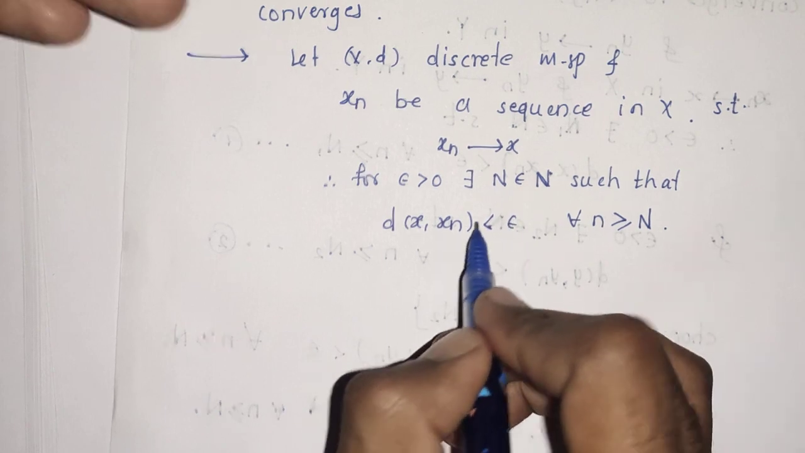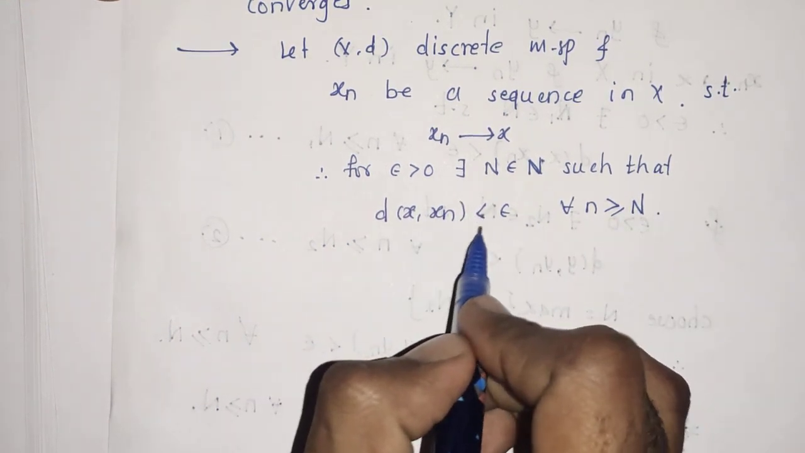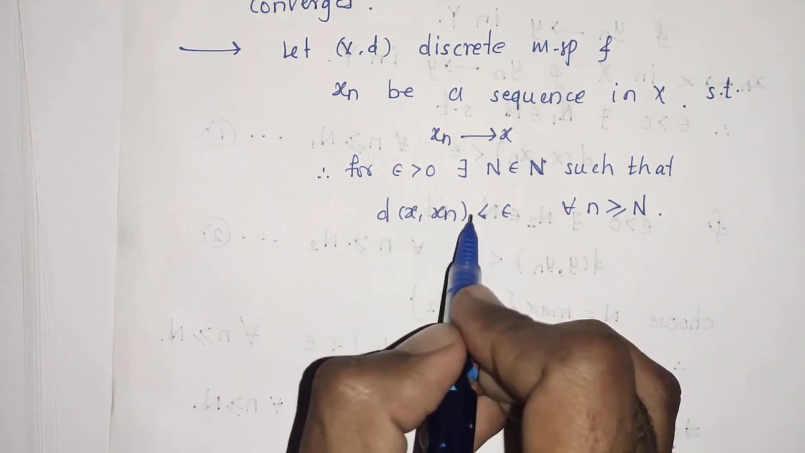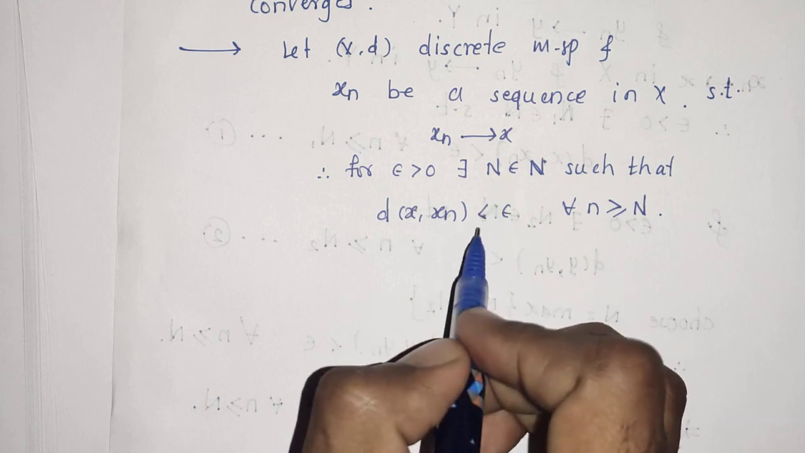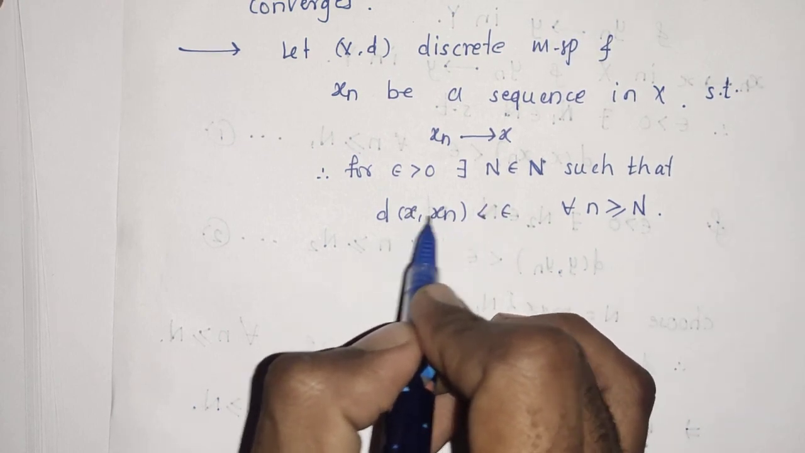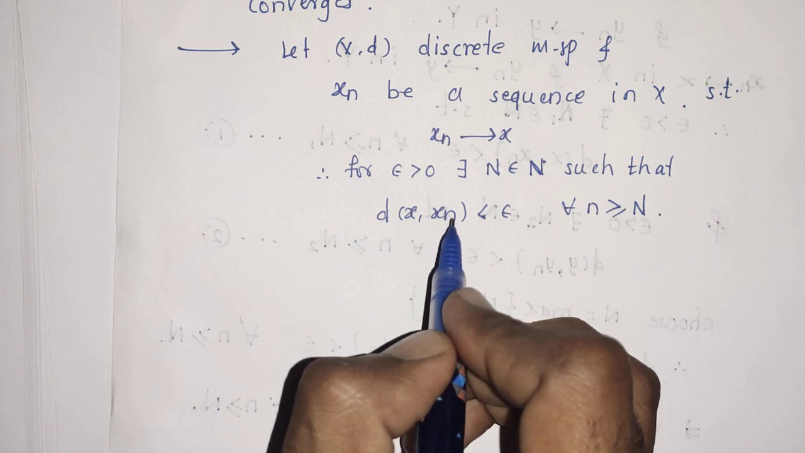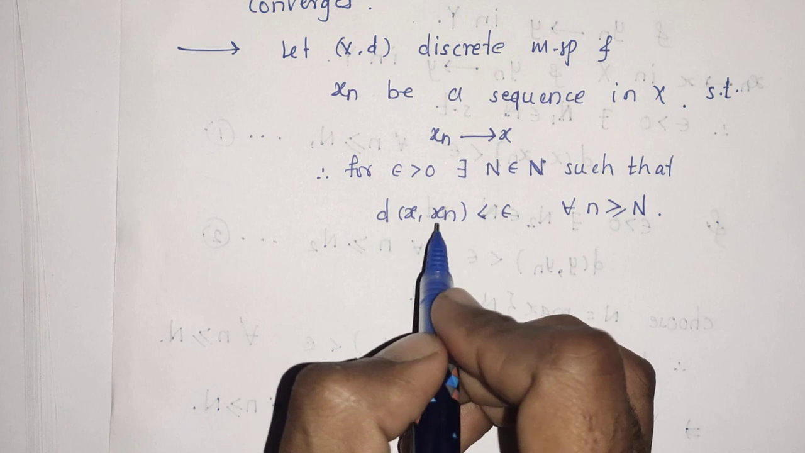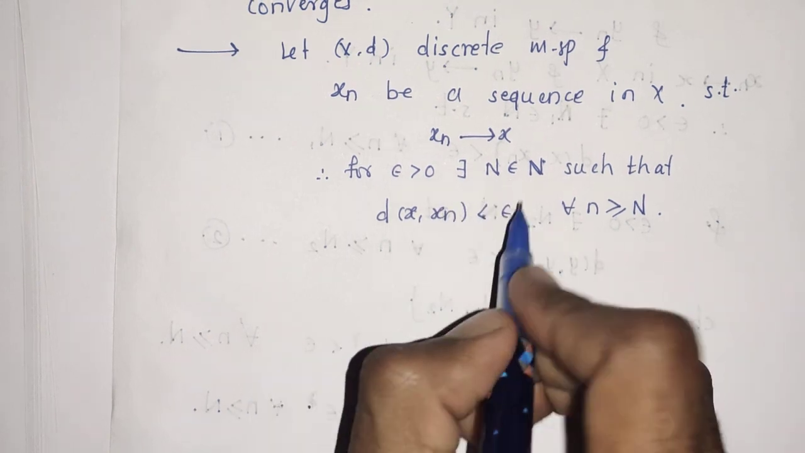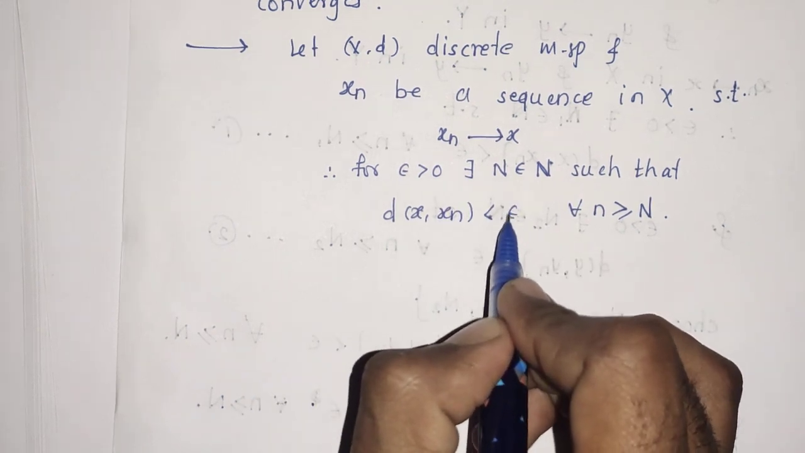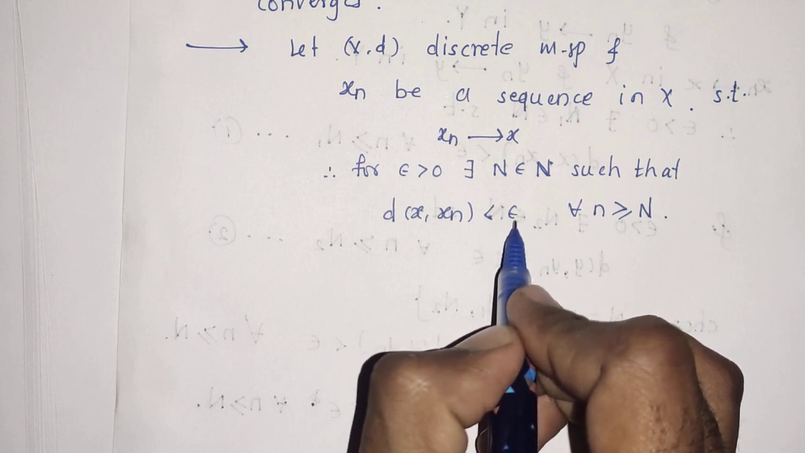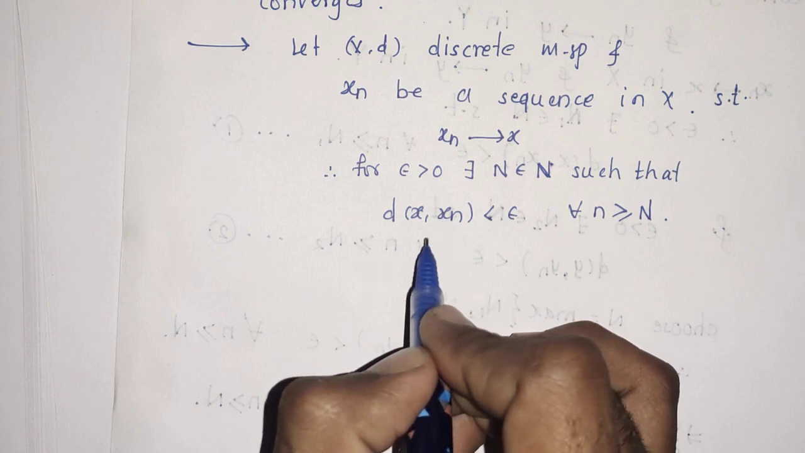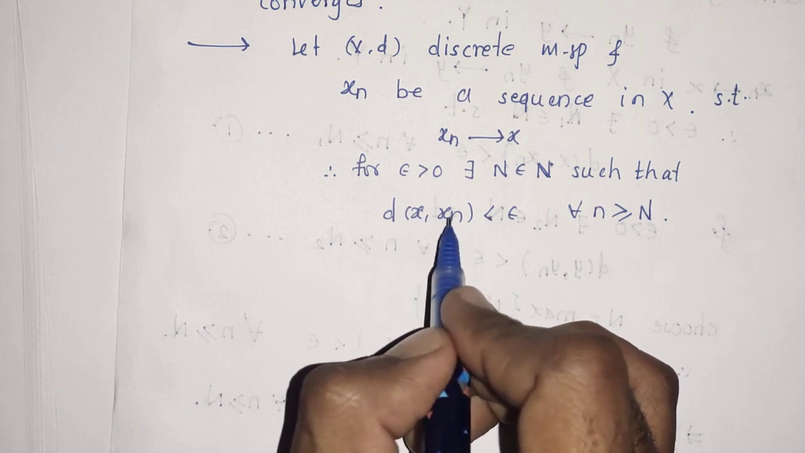Epsilon is very small, so the distance between x and xn being less than epsilon is possible only when xn and x are equal, that is, the distance between these two points is equal to 0. In a discrete metric space, we know that the distance between any two points is defined as either 0 or 1: 0 only when the two points are equal, and 1 otherwise. So, epsilon tends to 0, and for any number tending to 0, the distance between x and xn must be equal to 0.